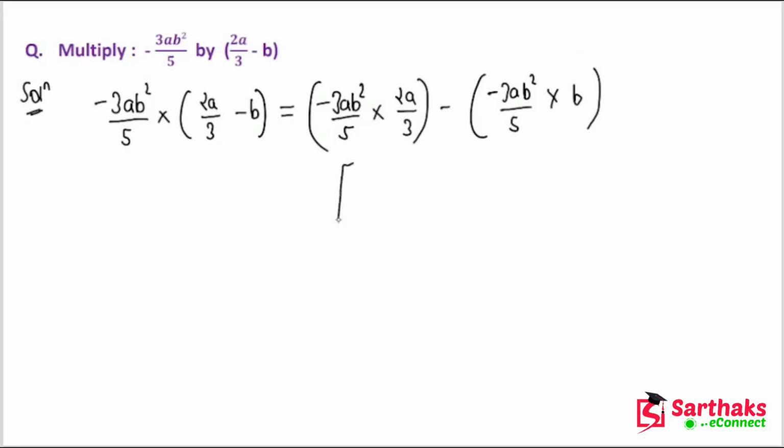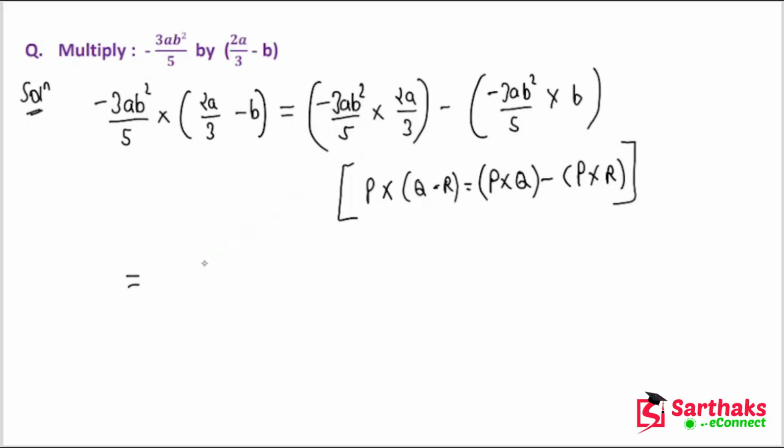So what is the formula? Let me write the formula so it will become easy. I am using p cross q minus r is equal to p cross q minus p cross r. So this minus, this q minus r, is this 2a by 3 minus b. So b would be considered without this negative sign. So that is what we are doing. So you have to take care of the signs as well.